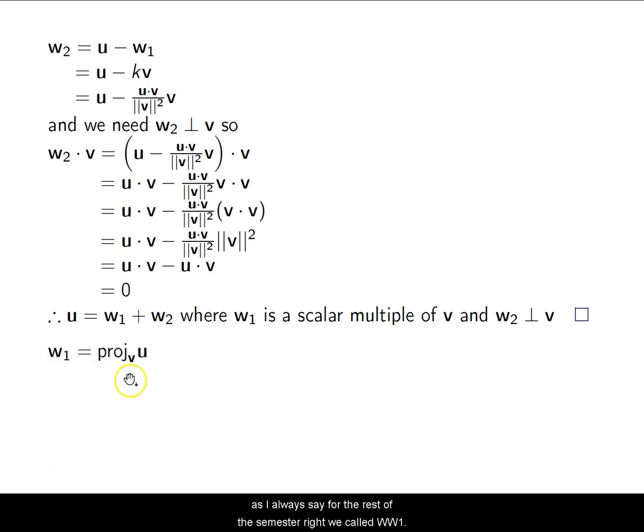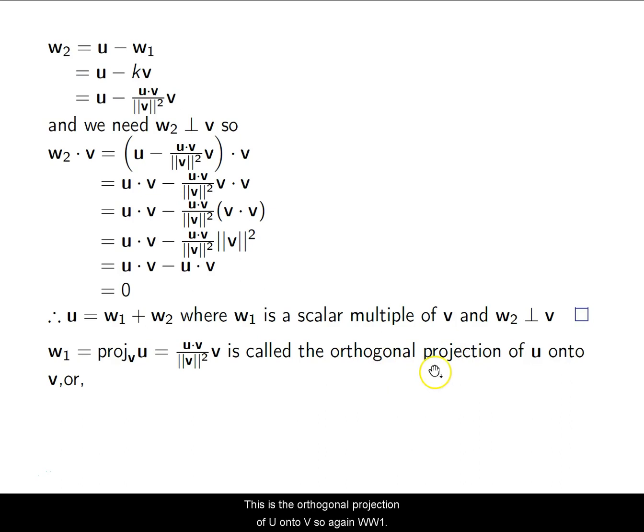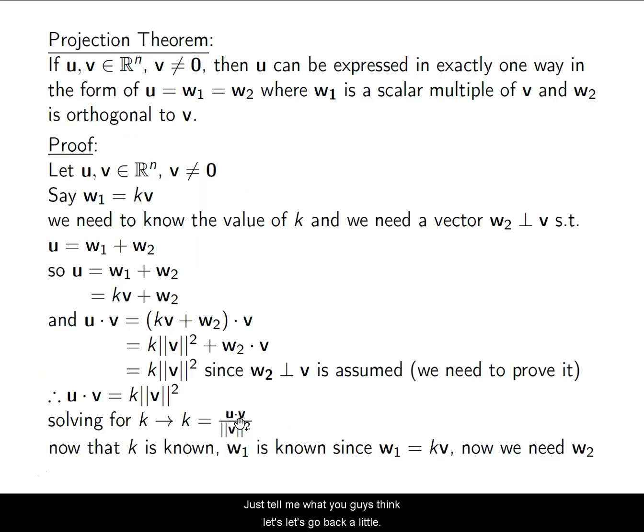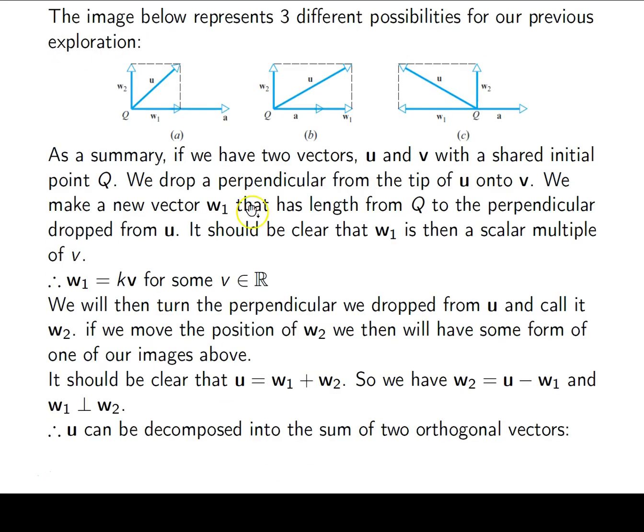We call W1 the projection of u onto v, or the component of u onto v. And we can write this as exactly what I had here: u dot product v over norm v squared times the vector v. This is the orthogonal projection of u onto v. So this is how I want you to think about it. Let's go back a little bit. W1 is the projection of u onto this vector v.